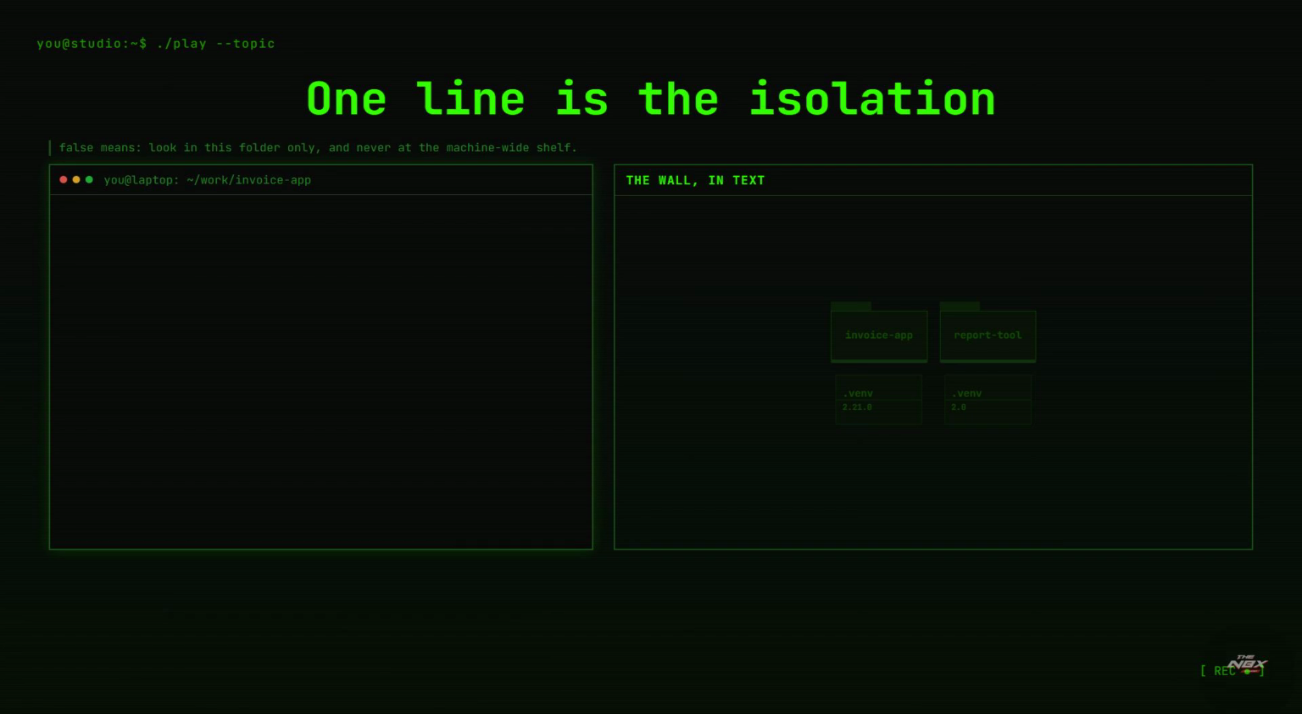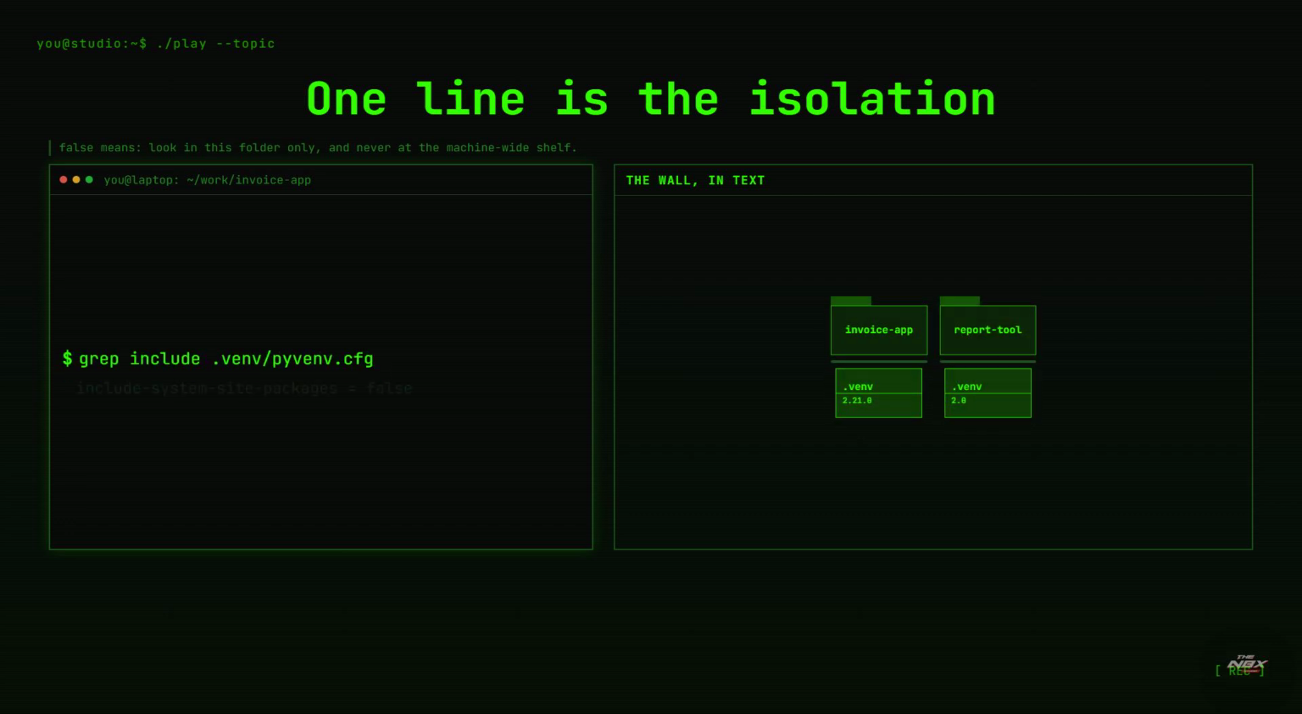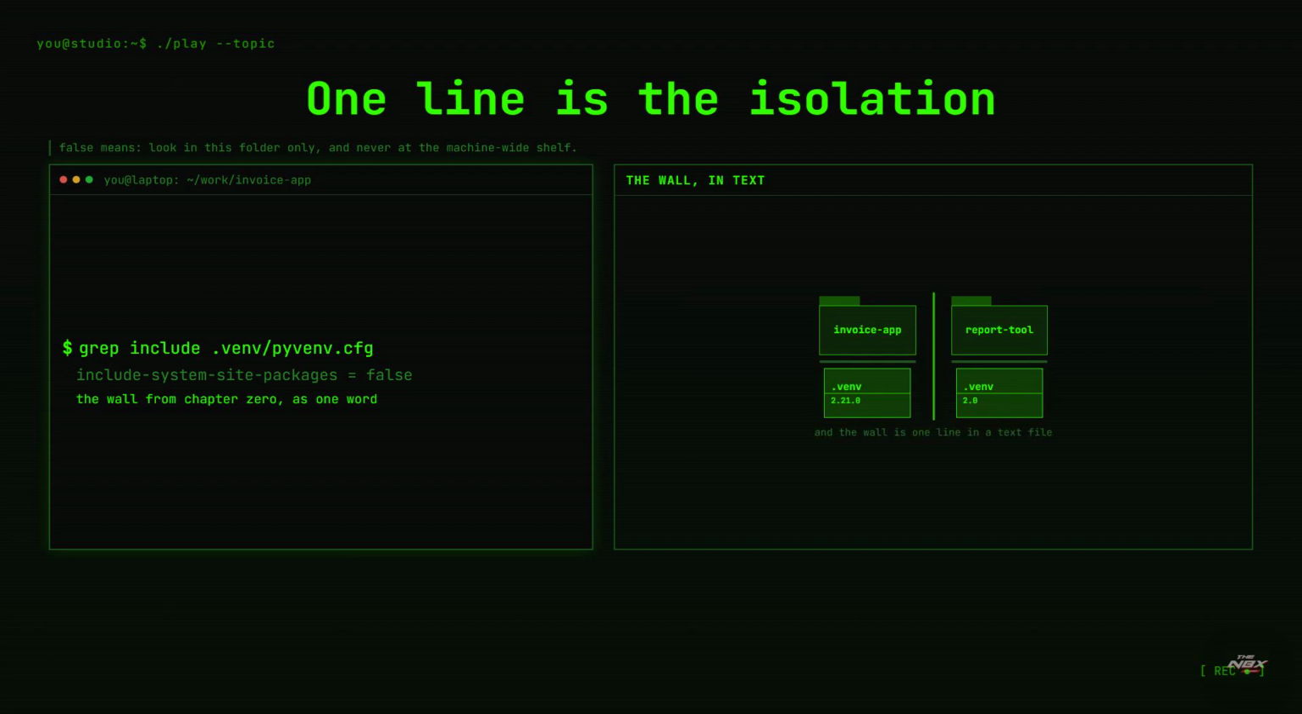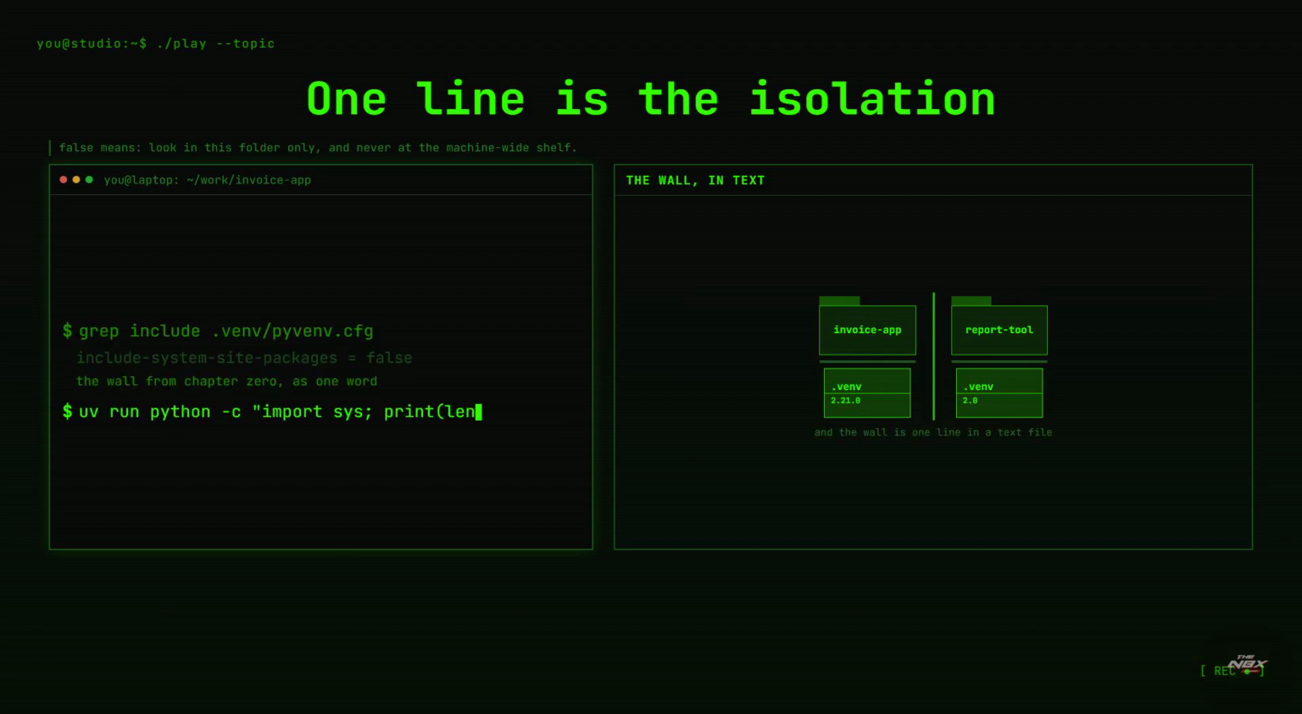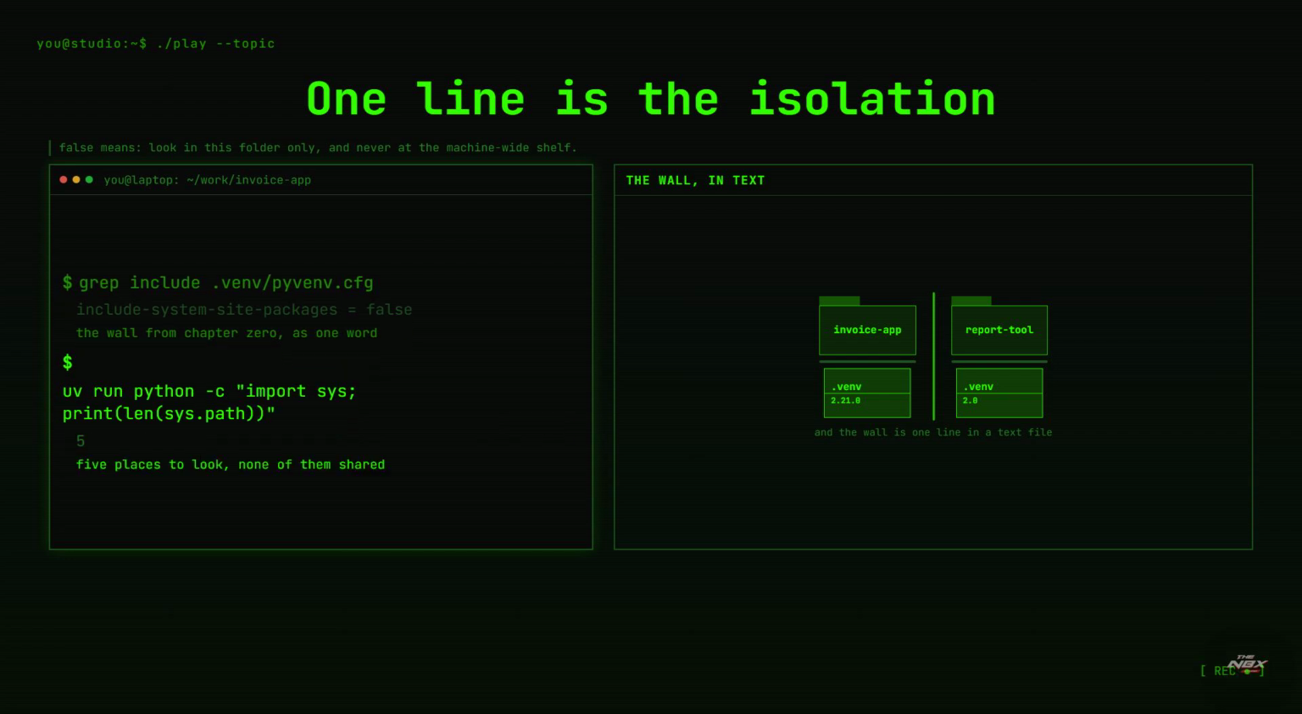Include system site packages, set to false. That single line is the isolation. The line tells Python that while this environment is active, don't go looking at packages installed on the machine. Look only inside this folder. One word, and 2 projects can never see each other's shells again.